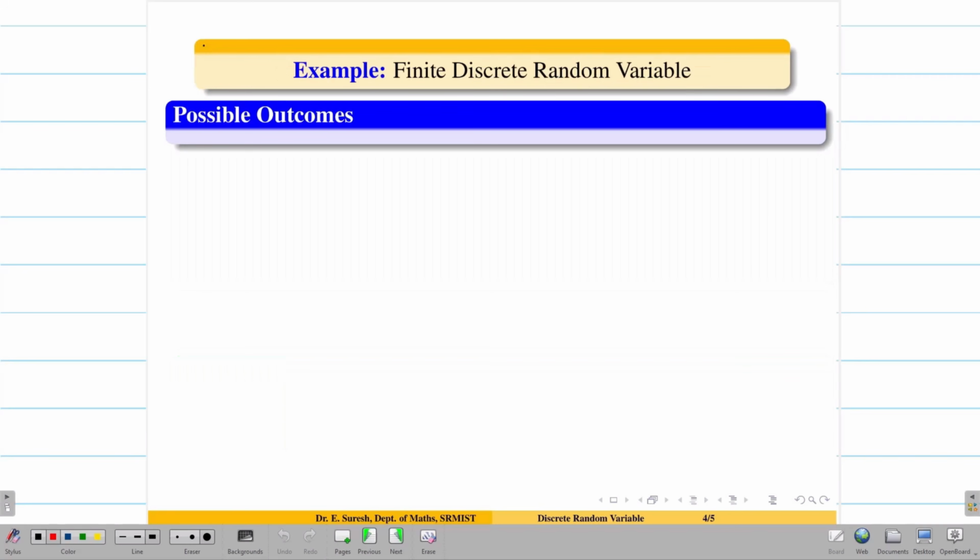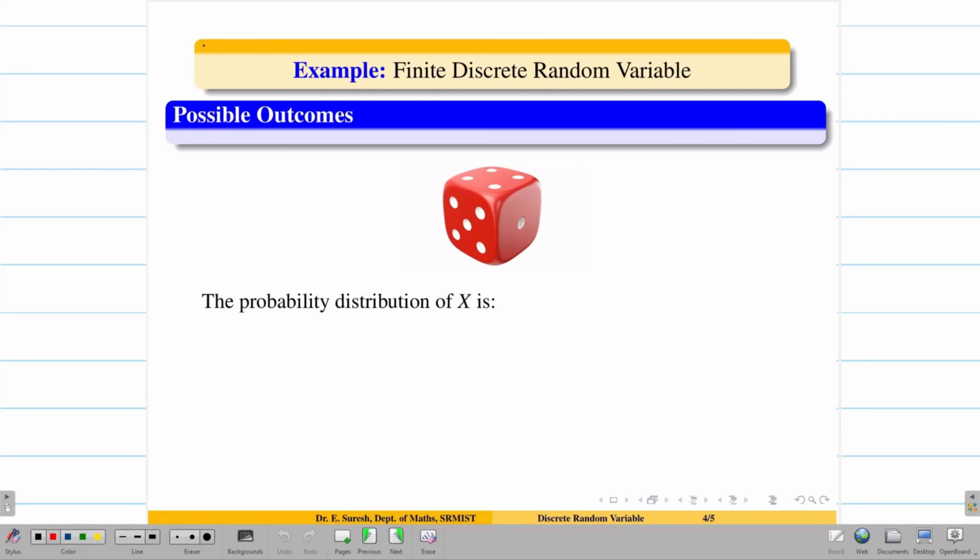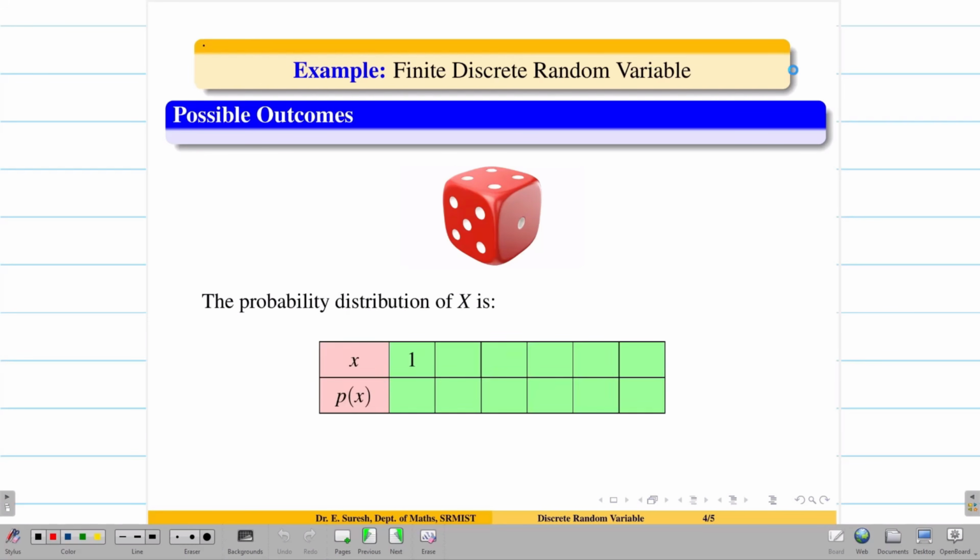For example, let us consider a finite discrete random variable. We take a dice. When we throw a dice, we have a chance of getting any one of the values from 1 to 6. Now, I can represent this in terms of a table. The outcomes are 1, 2, 3, 4, 5 and 6 and their corresponding probabilities are 1 by 6 everywhere. If I write this in terms of a table, then it is known as a probability distribution.